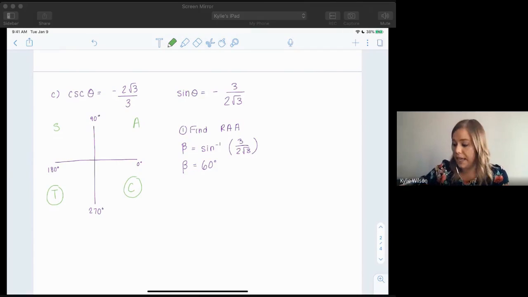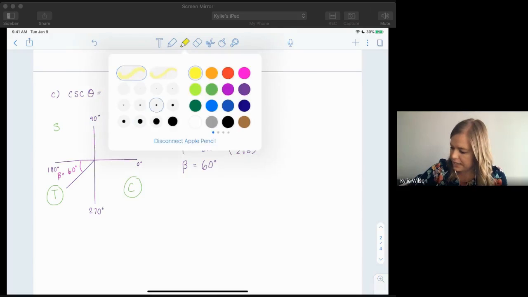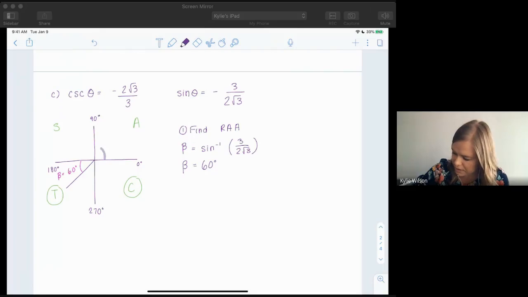So let's draw our angles. We have one living in quadrant 3 here, and it has a related acute angle of 60 degrees. So remember that our related acute angles are always measured from the x-axis. So let's find our angle. It goes from 0, past 90, past 180, all the way to our angle, which is 60 degrees past 180. So 180 plus that extra 60 degrees is going to get me to 240 degrees. So that's my first theta.